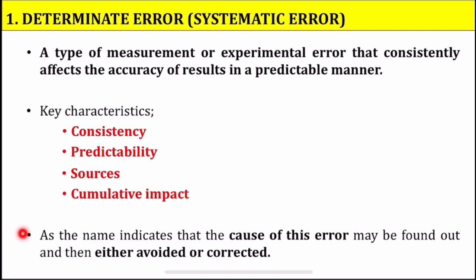Overall, determinate errors are systematic in nature, meaning they arise from identifiable sources and produce consistent biases that can be corrected through appropriate calibration, adjustment, or control measures. Understanding and mitigating determinate errors are essential for ensuring the accuracy and reliability of scientific measurements and experimental findings.